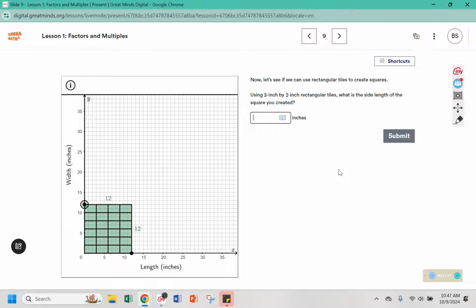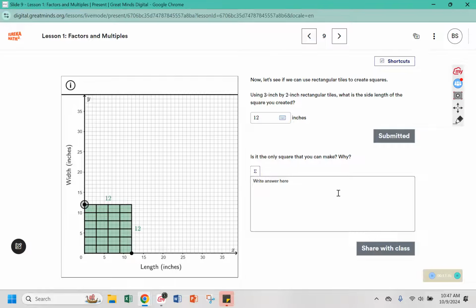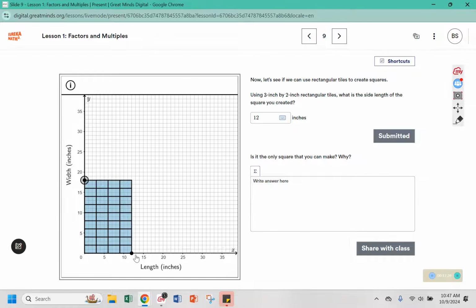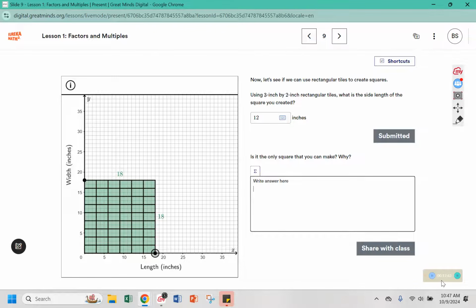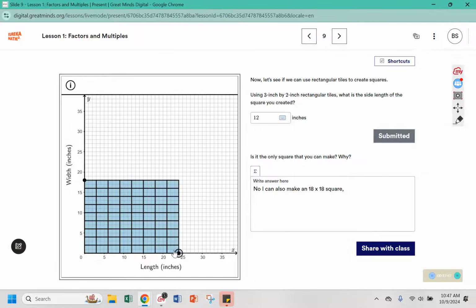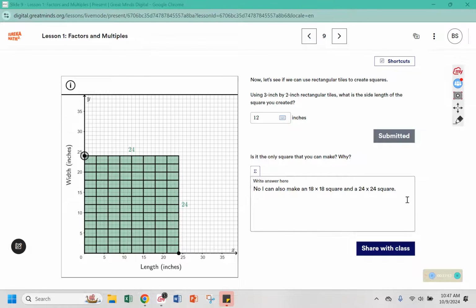So what is the side length of the square we created? It's 12 inches. Is that the only square you can make? Well, let's keep going and see. Oh, I can make an 18 by 18. Or maybe a 24 by 24. Why am I able to make these other squares?